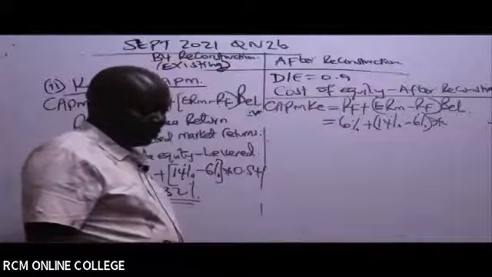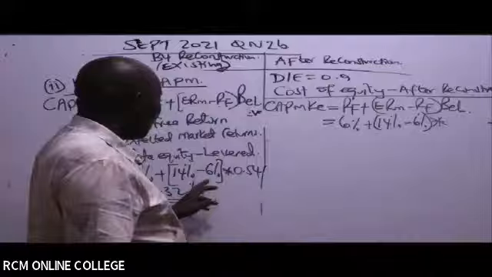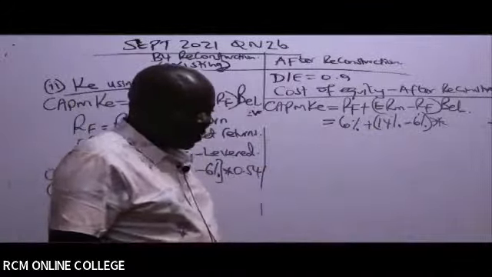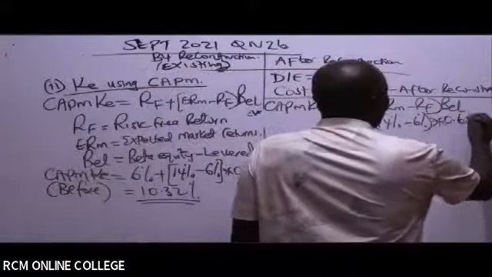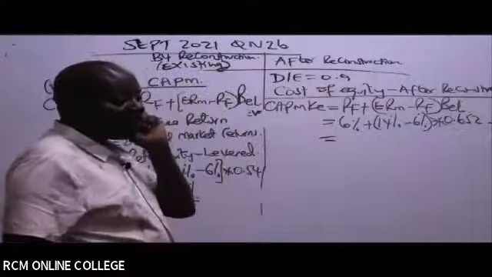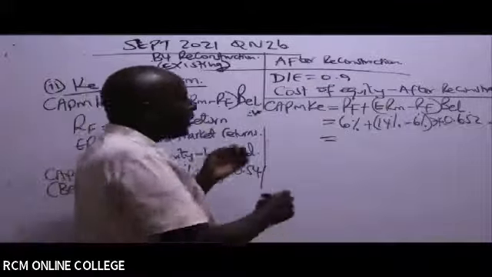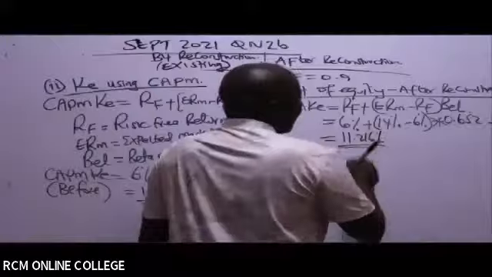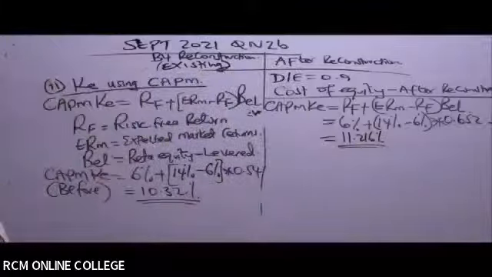Is there someone who can remind Mwalimu what this beta after reconstruction was? This beta was 0.652. Then you can comfortably go ahead and give us this CAPM cost of equity. Eric, what is it giving me? 11.216%.